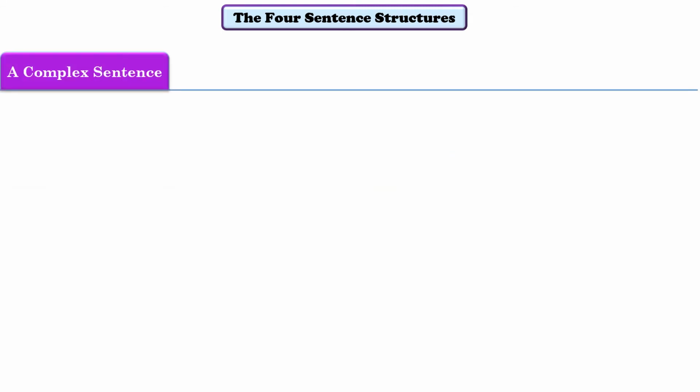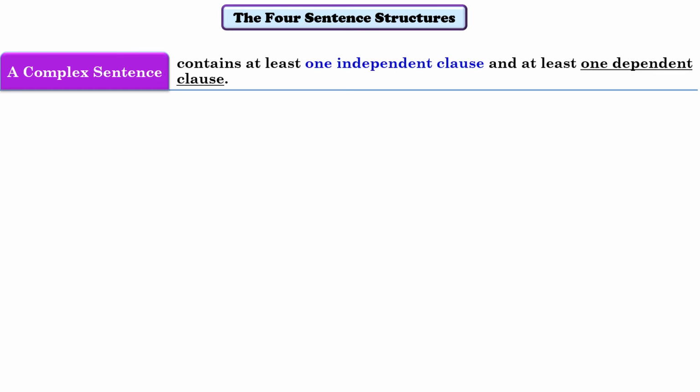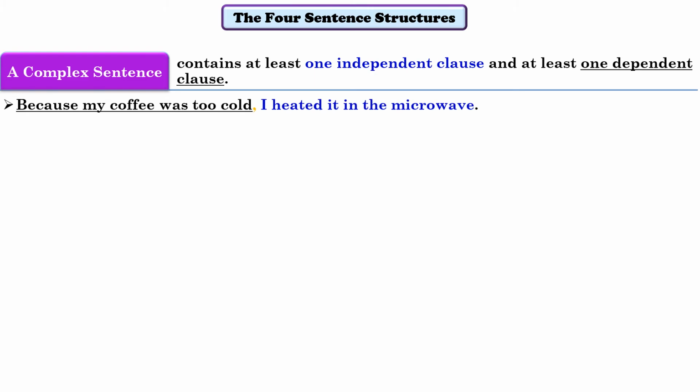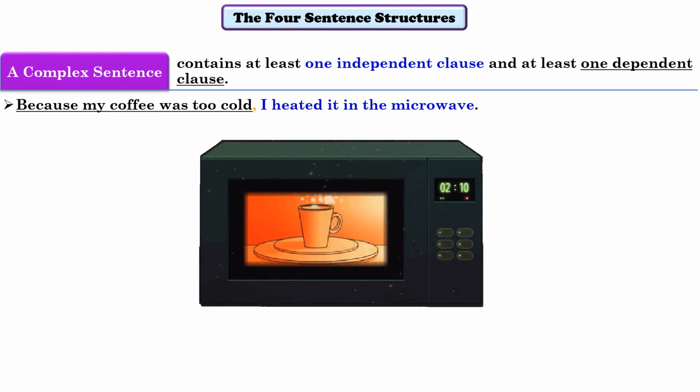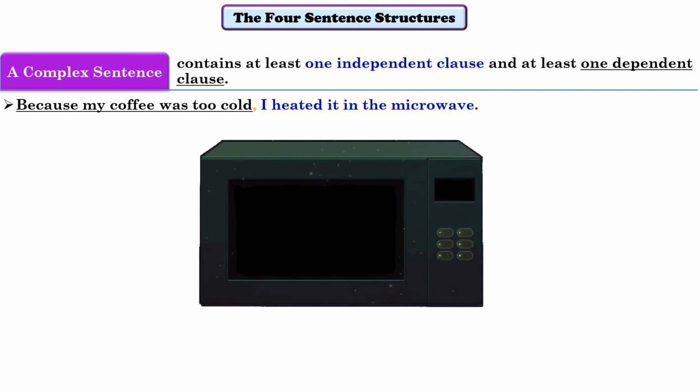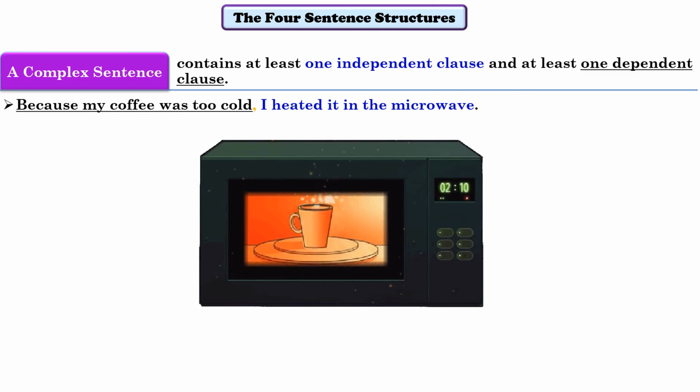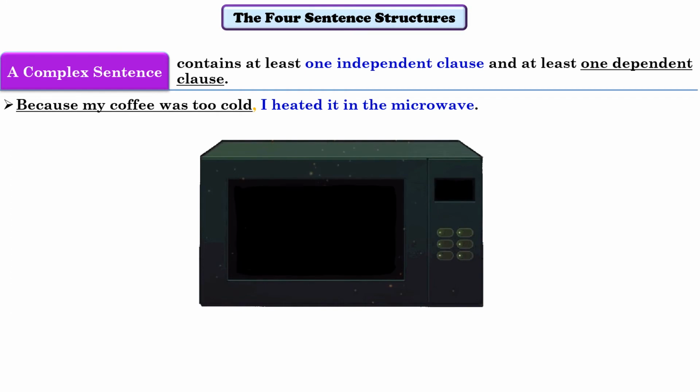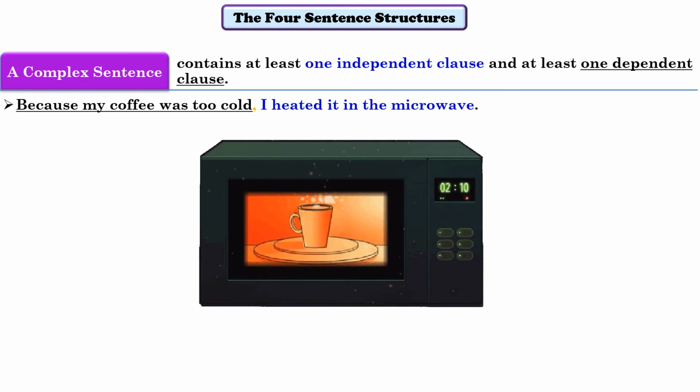A complex sentence contains at least one independent clause and at least one dependent clause. Let's see this example. Because my coffee was too cold, I heated it in a microwave. You can see that in this case, we put a comma after the dependent clause because we began with the dependent clause.